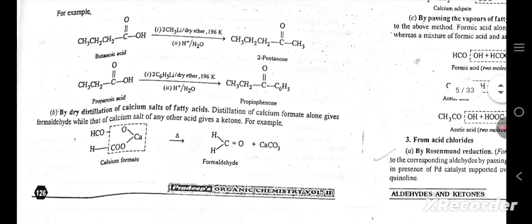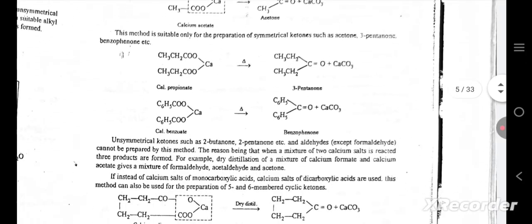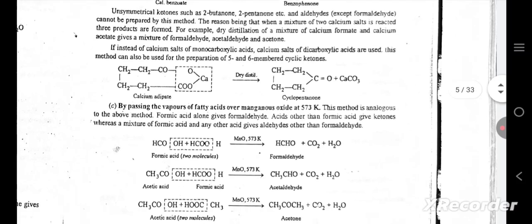By dry distillation of calcium salts of fatty acids. Distillation of calcium formate alone gives formaldehyde, while that of the calcium salt of any other acid gives a ketone. This method is suitable only for the preparation of symmetrical ketones such as acetone, 3-pentanone, benzophenone, etc. Unsymmetrical ketones such as 2-butanone, 2-pentanone, etc. and aldehydes except formaldehyde cannot be prepared by this method.